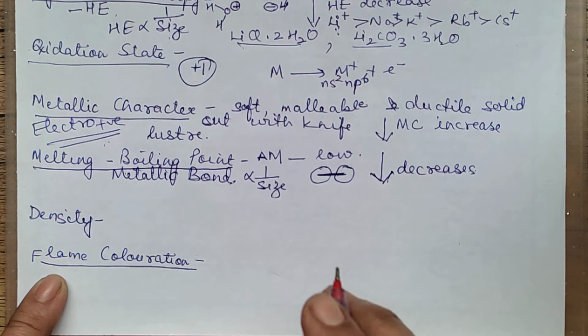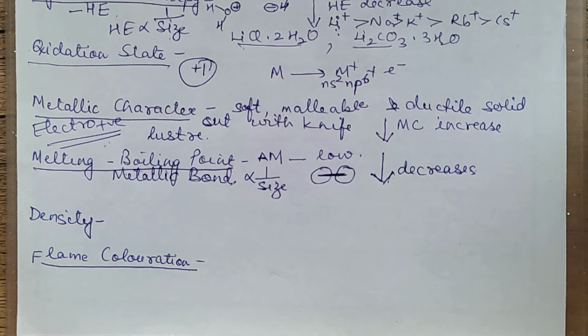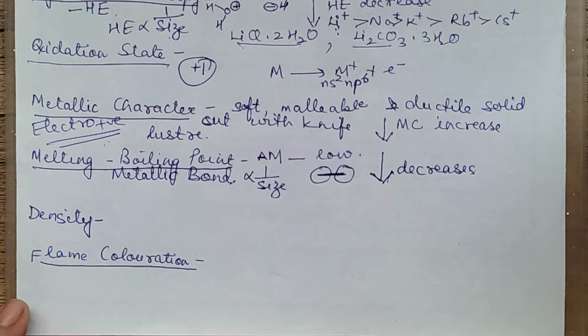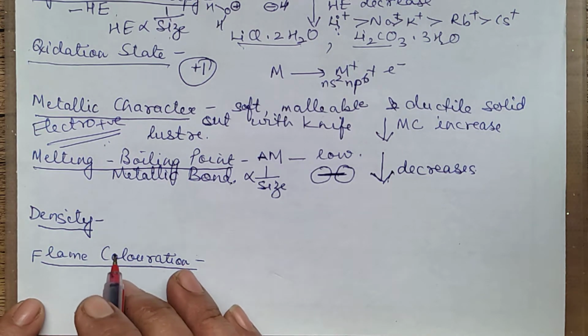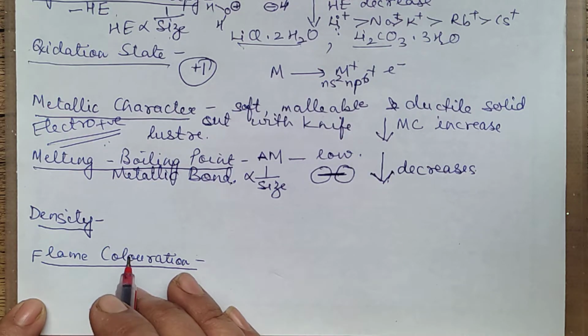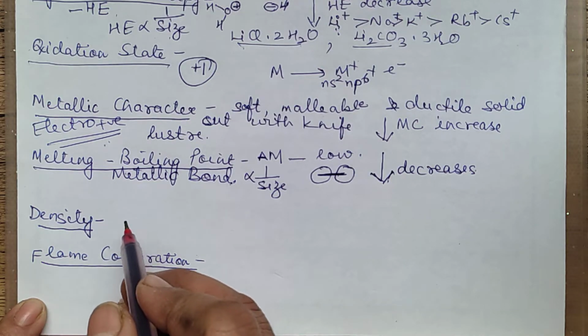It will be decreasing. Why? Because size is increasing, bond length is increasing, the bond will break faster, so the melting point and boiling point will be decreasing down the group. Right? Density.